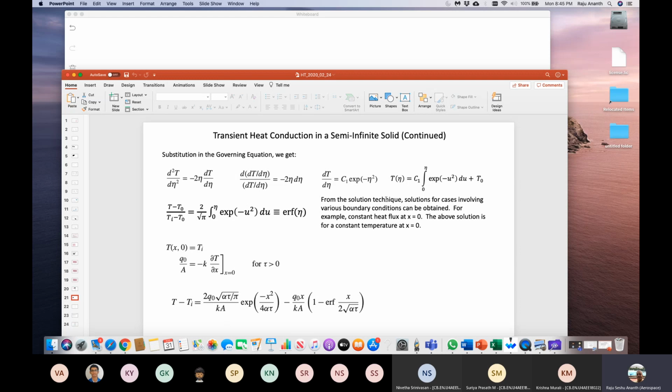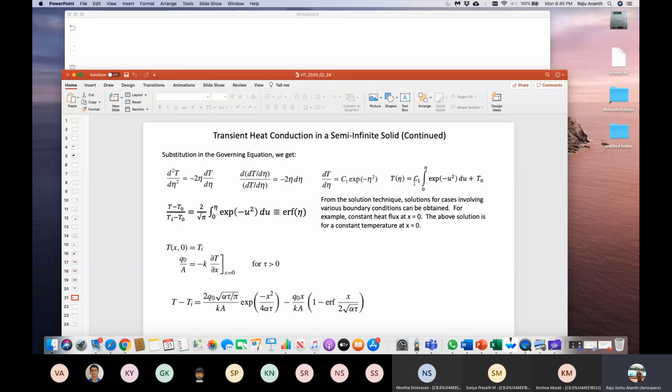So when I solve, assuming the boundary conditions I have, I find that T minus T0, where T0 is the surface temperature at x equal to 0, divided by Ti minus T0, where Ti is the initial temperature everywhere and also at large distances from the surface, so the ratio of these is a non-dimensional quantity equal to the error function of eta. And the error function has to be defined.